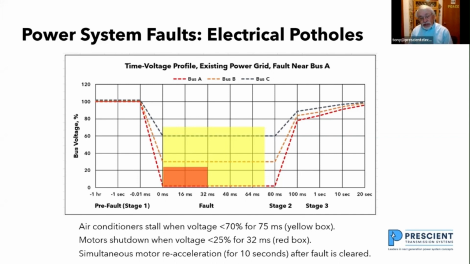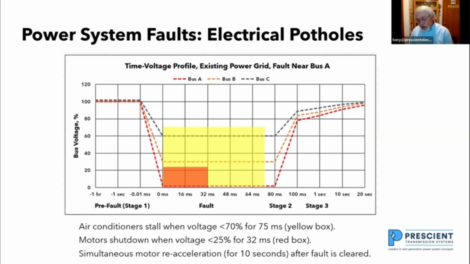and the percent voltage is the vertical axis. And I'm showing a fault close to bus A. Bus B is impacted by the fault at bus A, and bus C is impacted by the fault at bus A. And what I'm trying to show here is in the red box, if the voltage drops to less than 25% for 32 milliseconds, I'm expecting that motors are going to shut down.